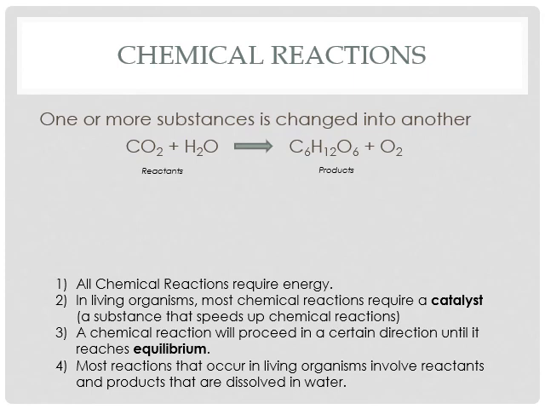Now, all chemical reactions are going to require energy. We'll talk about that later in the course. We've got a lot to talk about with energy. In living organisms, most will require a catalyst, something that will speed up that reaction, like an enzyme. They're going to proceed in a certain direction until they reach equilibrium, until the amount of products being created is the same as the amount of products being destroyed.